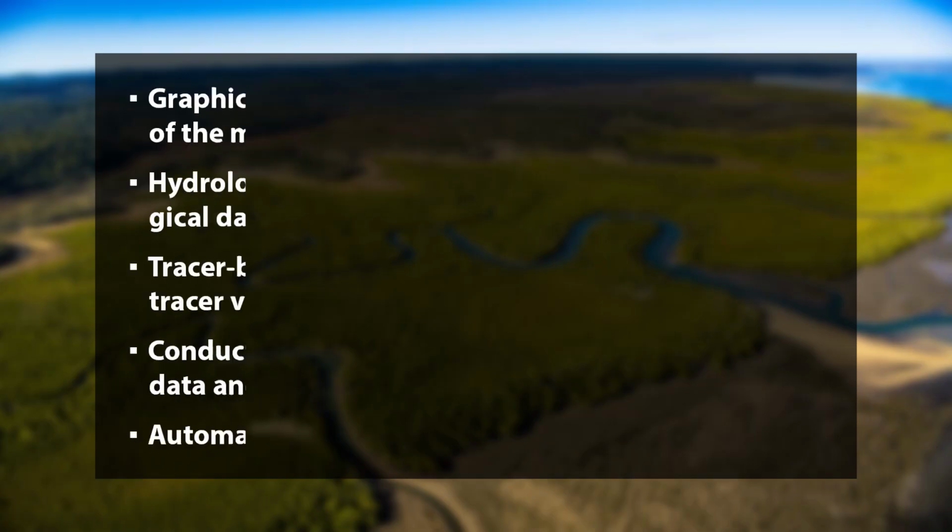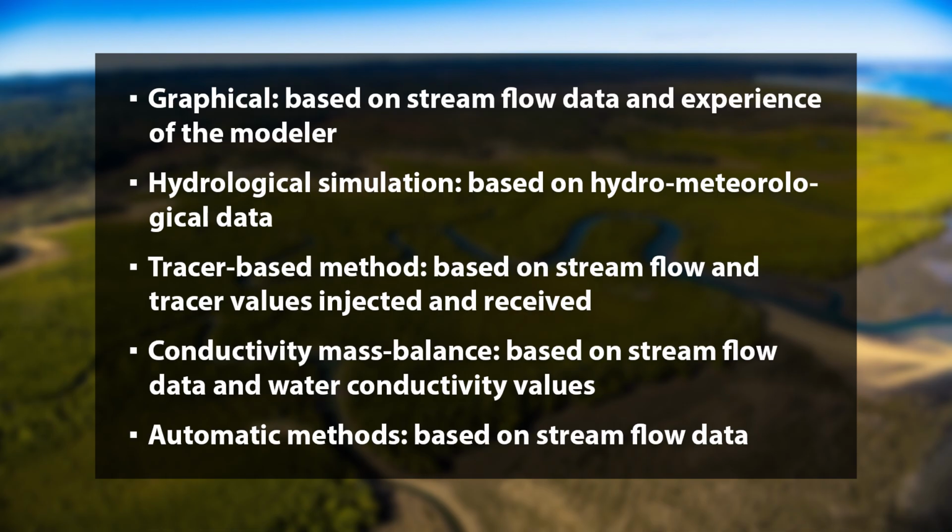The commonly used methods include graphical, based on stream flow data and experience of the modeler; hydrological simulations based on hydrometeorological data; tracer based methods based on stream flow and tracer values injected and received; conductivity mass balance based on stream flow data and water conductivity values; automatic methods based on stream flow data. Some of the most commonly used graphical methods are explained for the readers.